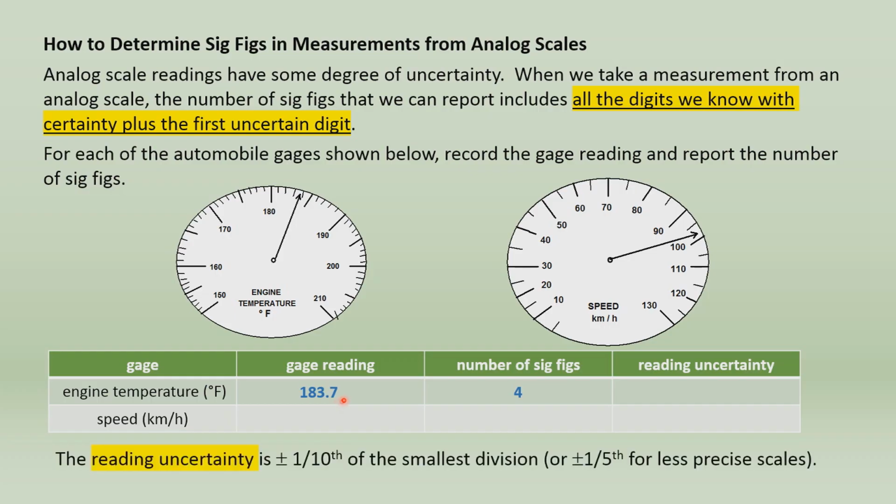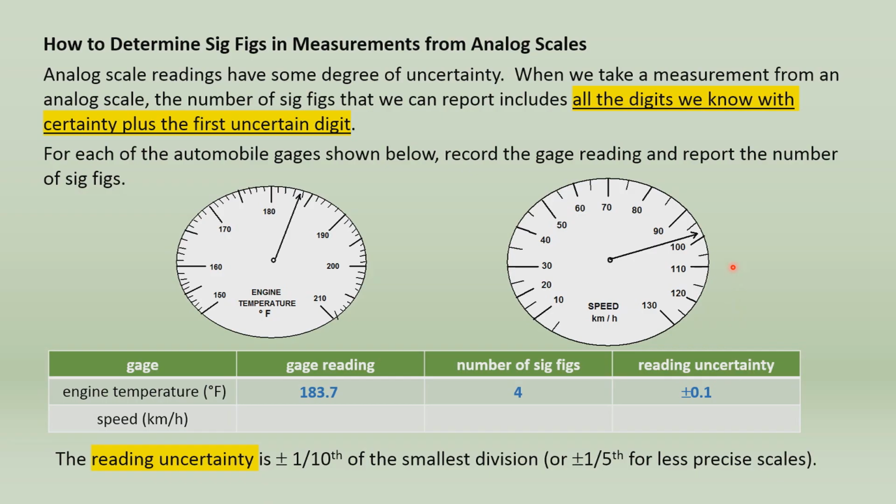Now the reading uncertainty, check the definition. We try to read analog scales to 1/10 of the smallest division. So if the smallest division here is 1 Fahrenheit degree, a tenth of that is 0.1. So I'm going to say the reading uncertainty is plus or minus 0.1. Now whenever you record an uncertainty, it has to have the same level of precision as the reading itself. Now the level of precision here is to the decimal of a Fahrenheit degree, likewise here. So let's try the next one.